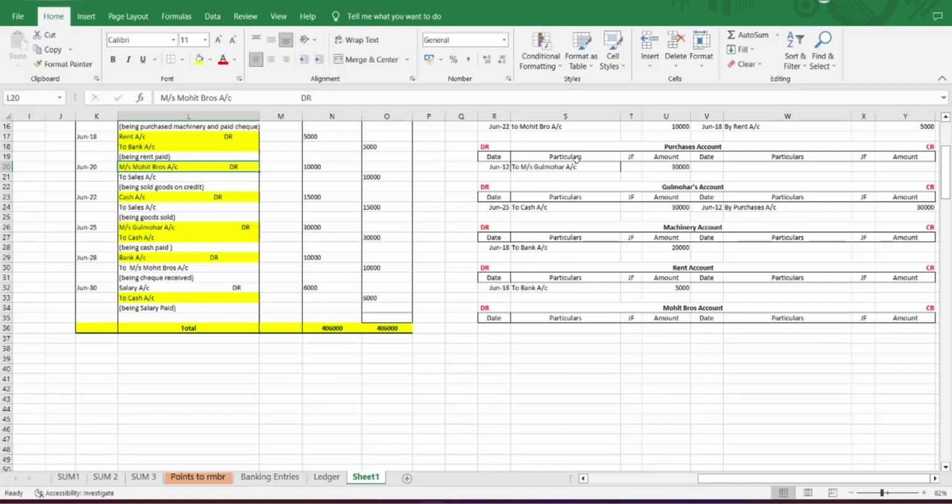Mohit Brothers account is debited to sales account dated June 20 for rupees 10,000. Mohit Brothers, here also the account is affected. Let us take that. Here it is credited by bank account dated June 28 for rupees 10,000 again.